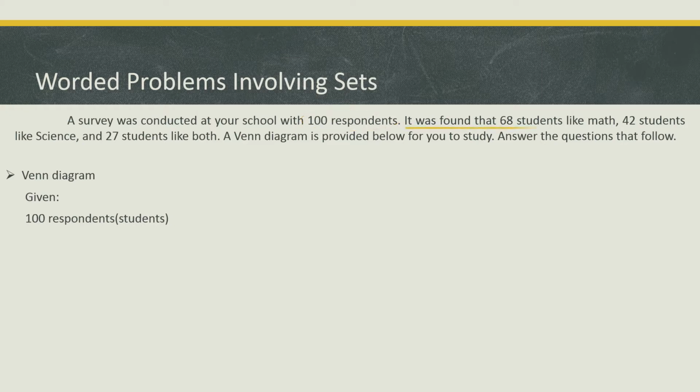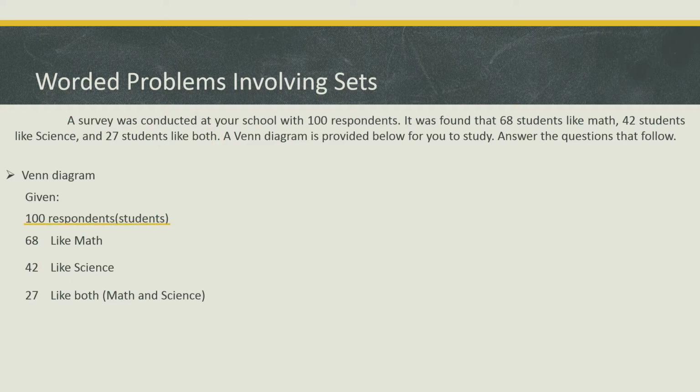Next, it was found that 68 students like math. Again, that is given: 68 like math. Next, 42 like science. Let's write 42 like science. And last, 27 also like both math and science. So what do we do next?